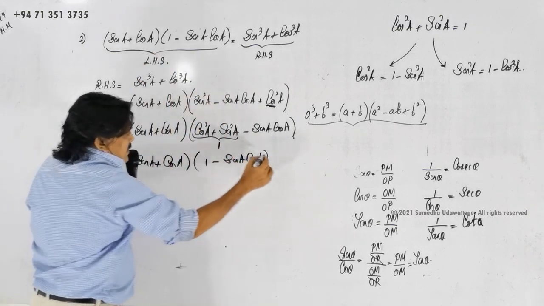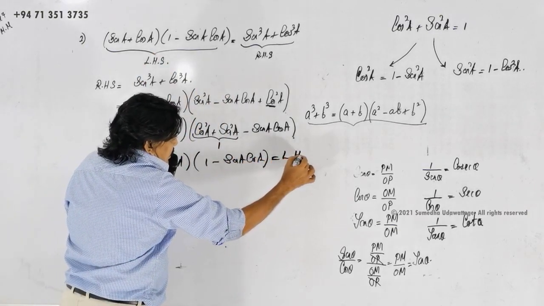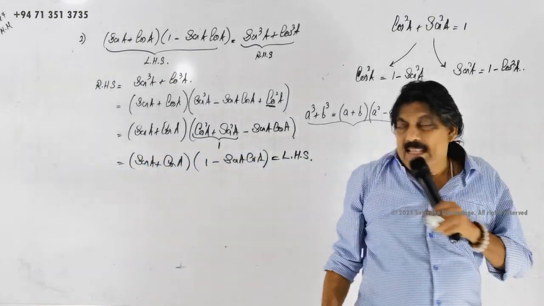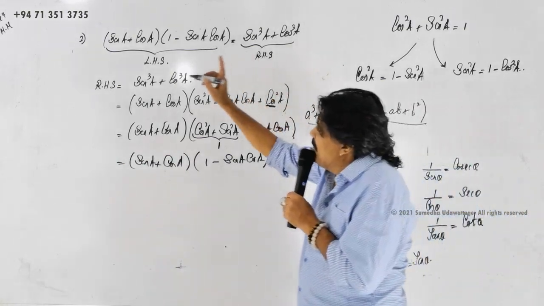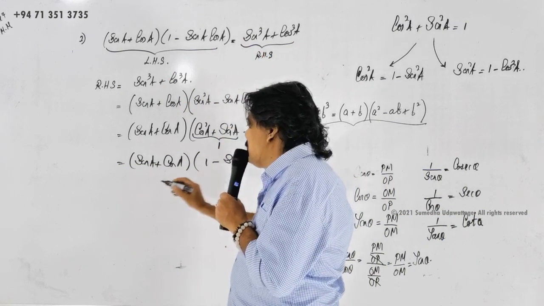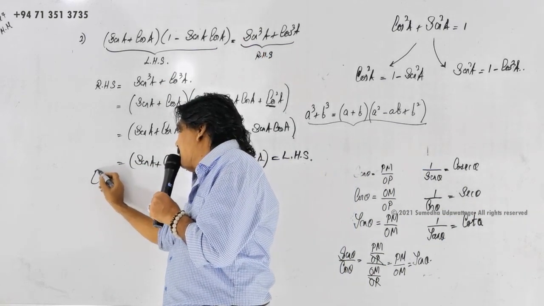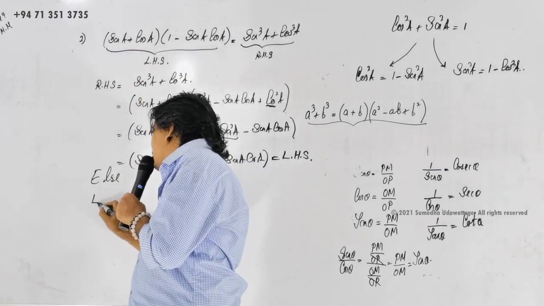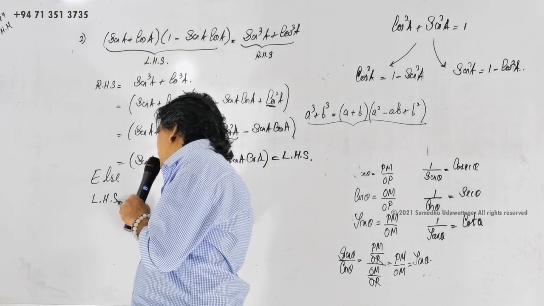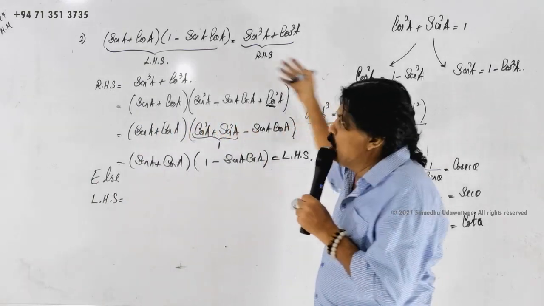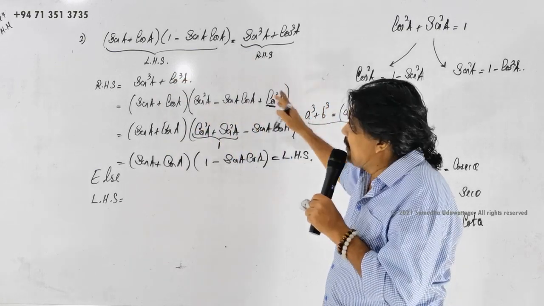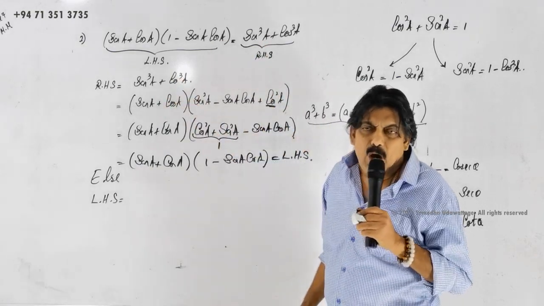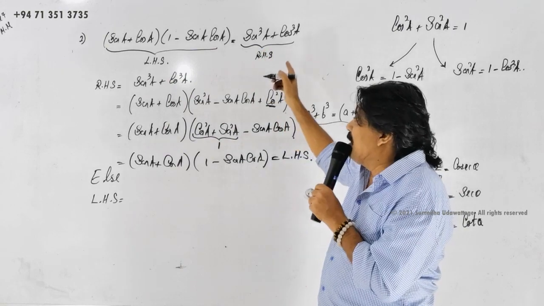That is the left hand side. You can start from the left hand side and simplify to the right hand side. All questions, you can't do it both ways. But there are some questions like this. You can start from right hand side and go to the left hand side, or else you can start from the left hand side and go to the right hand side.